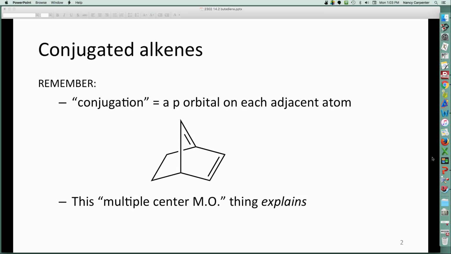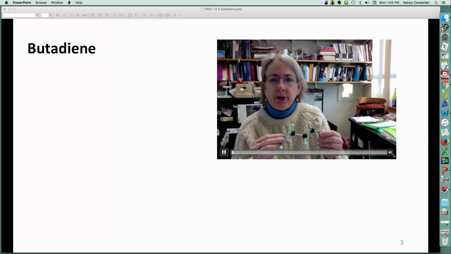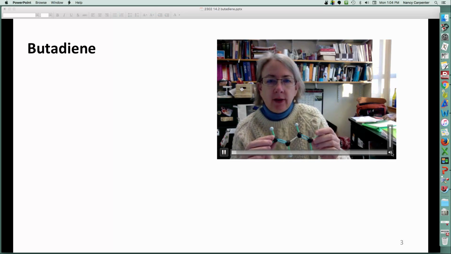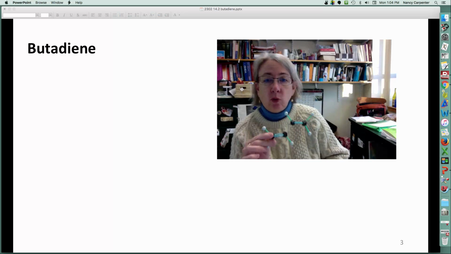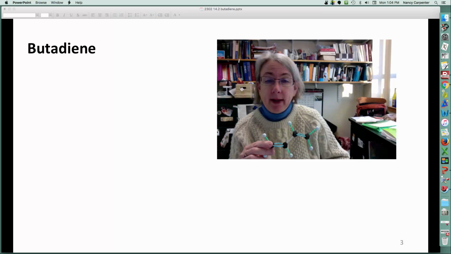Now, the conjugation and multiple center molecular orbital thing explains, right? We saw that in the last mini lecture. But what does it explain? Well, it explains butadiene, and we're going to look at that in some gory detail in this little embedded video here. So, I'm going to talk to you a little bit about butadiene, as it is an example that helps us understand why multiple center molecular orbitals are a reality.